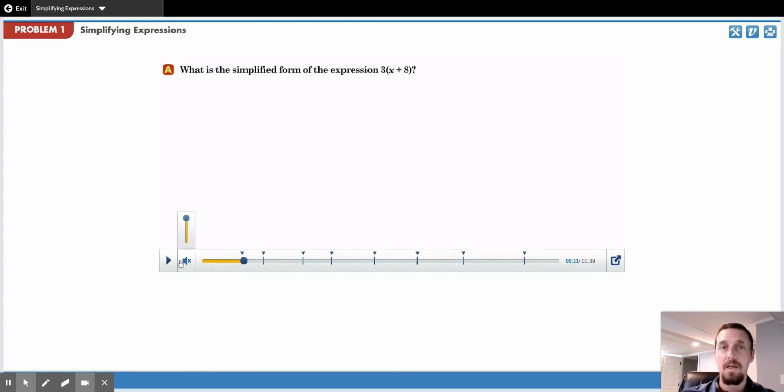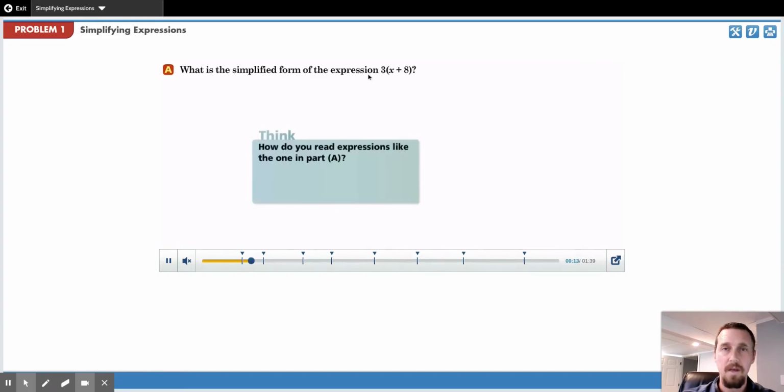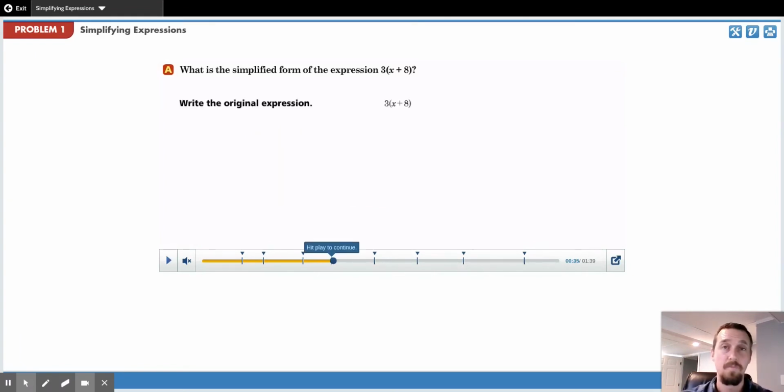So, if we are simplifying this expression here, the first thing you'll want to know is, how do I read this thing? What you want to say is that this is 3, and then when you see parentheses, you use the word quantity. So this is 3 times the quantity x plus 8. Later on, when you're doing your work, you're going to write the problem in your notebook. You're going to write the original equation.